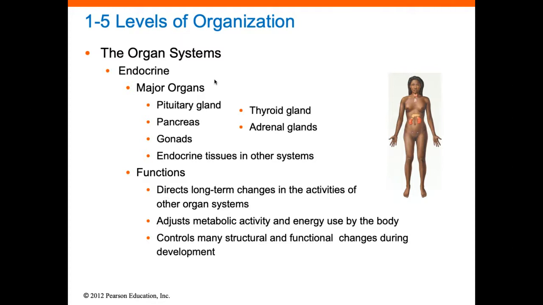The endocrine system, on the other hand, works with hormones. Again, hormones can turn things on and they can turn things off. And we have different glands that produce different types of hormones that regulate different things.